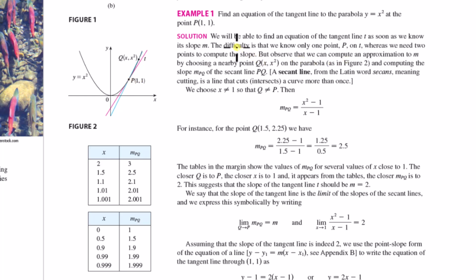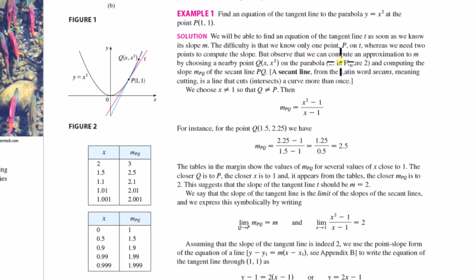Okay, so we will be able to find an equation of the tangent line T as soon as we know its slope m. Yeah, because then we would have a point and a slope. The difficulty is that we know only one point P on T, whereas we need 2 points to compute the slope. Yeah, to get the slope, we need a second point.